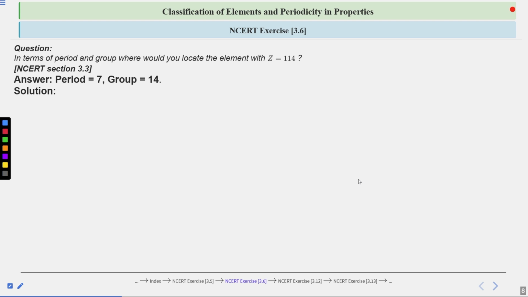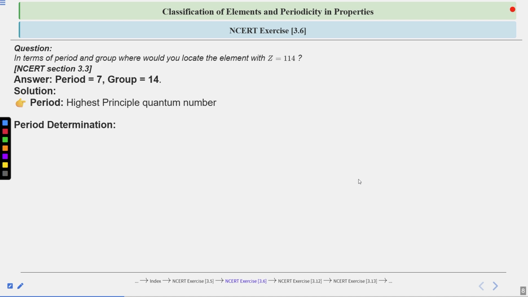First of all, you should know that the period corresponds to the highest principal quantum number. With this systematic way, you can know the period and group for any atomic number. So this is important to note down.